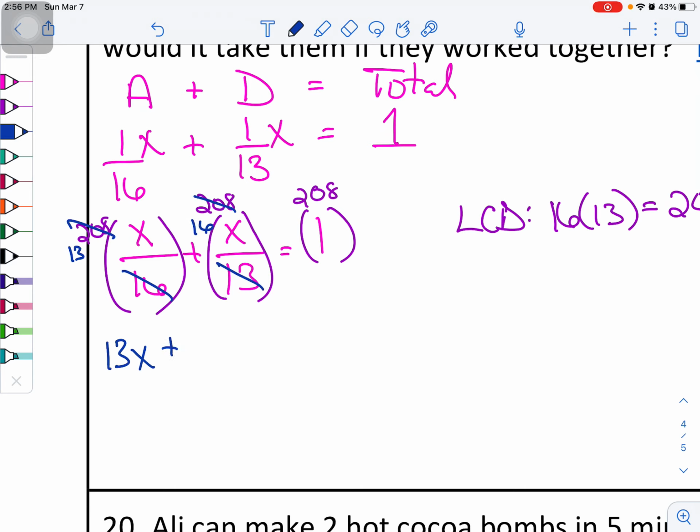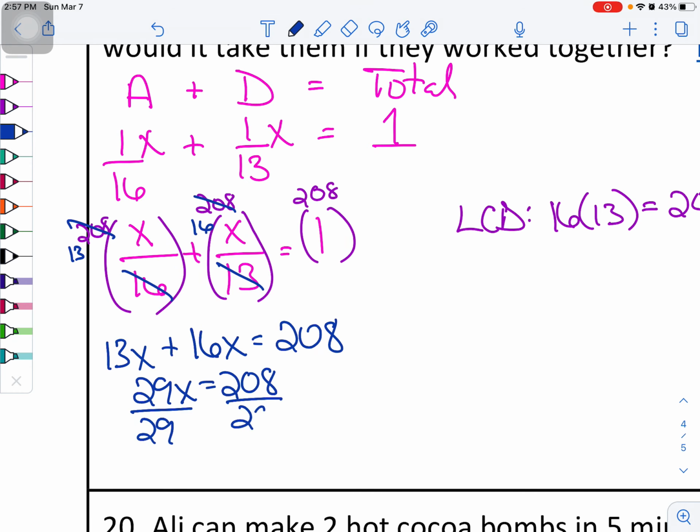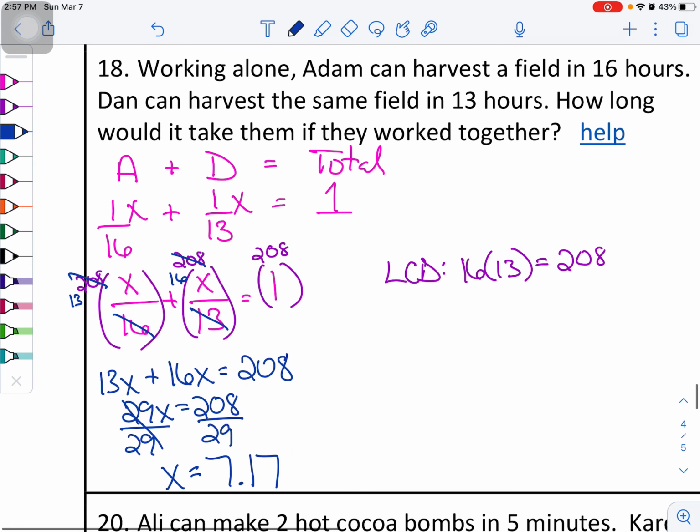If I take 208 divided by 16, I'm going to get 13 here, so it's going to be 13x. If I take 208 divided by 13, that's going to be 16, so 16x. And 208 times 1 is, well, 208. 13 plus 16 should be 29, so 29x equals 208. So x equals 208 divided by 29, and I am working with a calculator sitting right next to me, so 7.17 when I round off to two decimal places, and I'm checking for my units, this is hours.